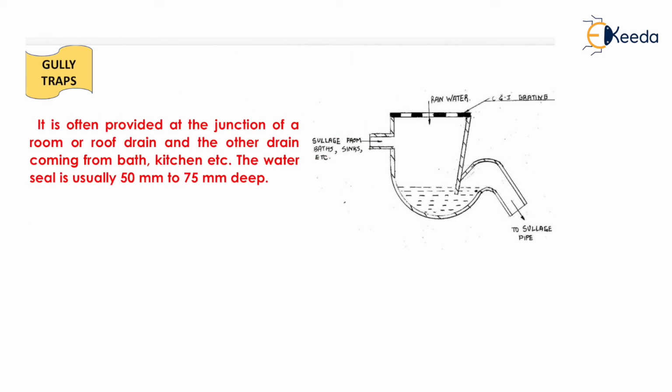Clear? Now another trap is the gully trap. It is often provided at the junction of the roof drain and the other drains coming from bath, kitchen, etc. From the roof the water is coming like this, and from the kitchen the water is coming like this, and from both these sources the water will flow like this, and from here it will go to the sewage pipe or the house sewer. The water seal generally maintained here is between 50 to 75 mm, which is very high.